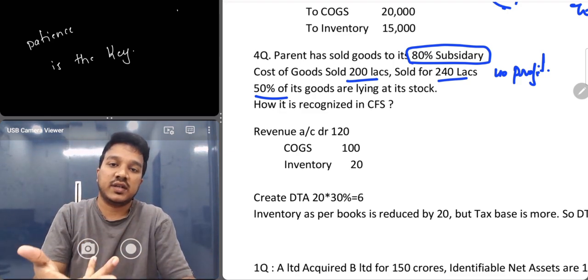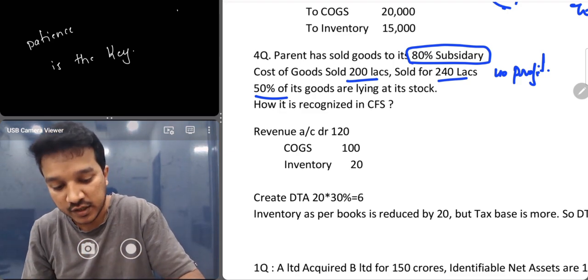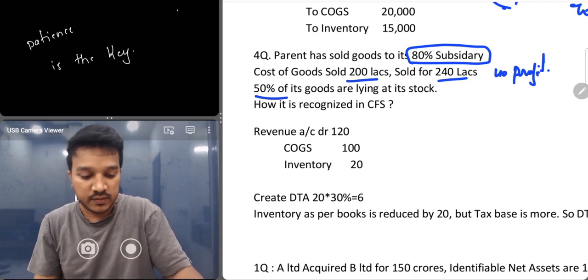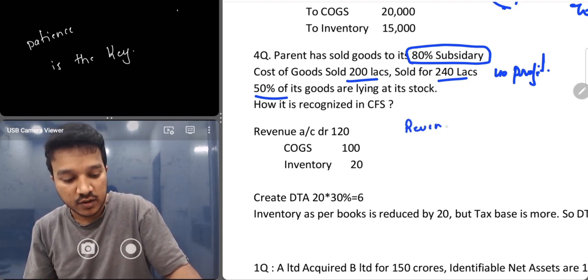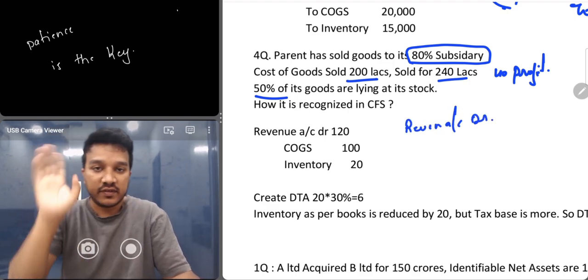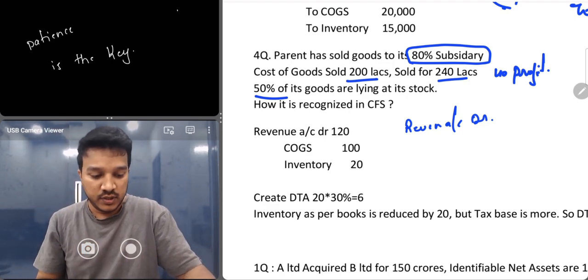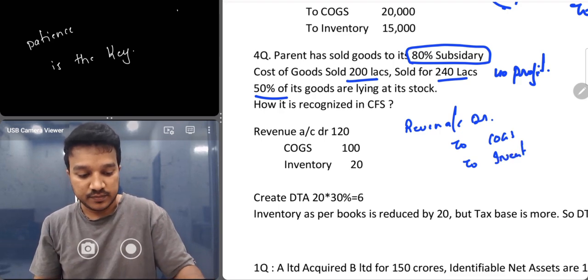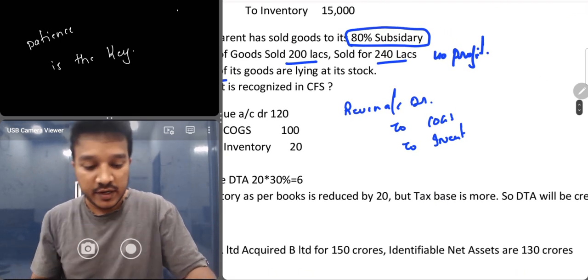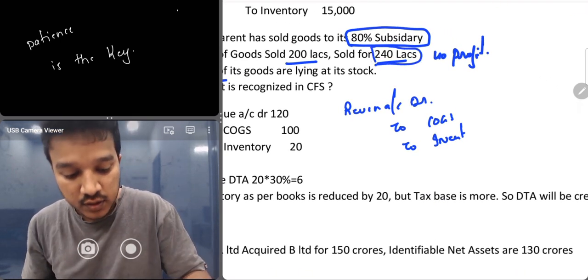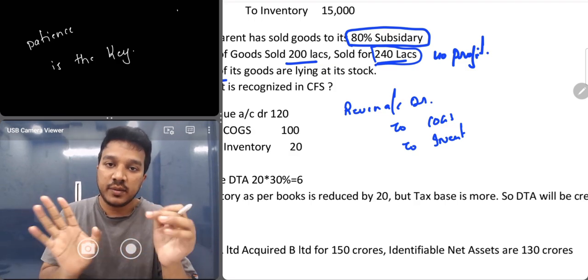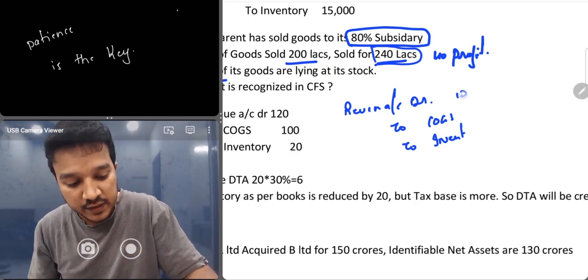So what will be its effect in the consolidated financial statements? I'm telling you there won't be any change in your journal entry, ठीक है. रेवेन्यू आएगा अकाउंट डेबिट because you have credited revenue before. Now you will debit that to cost of goods sold to inventory. Now let's try and understand. रेवेन्यू कितने का बुक करा मैंने 240 lakhs का रेवेन्यू बुक करा, उसमें से ओनली 50% इज लाइंग इन द बुक्स. सो यू विल रिवर्स ओनली 50% ऑफ द अमाउंट, दैट इज 120.